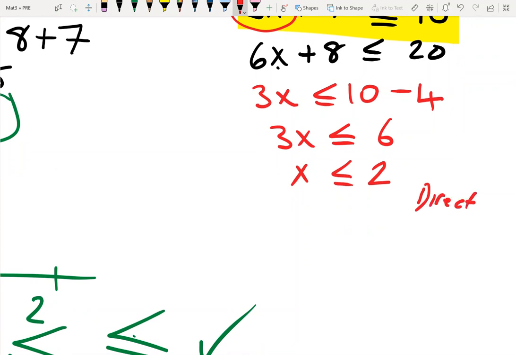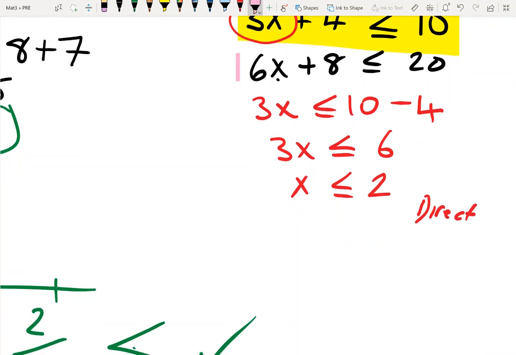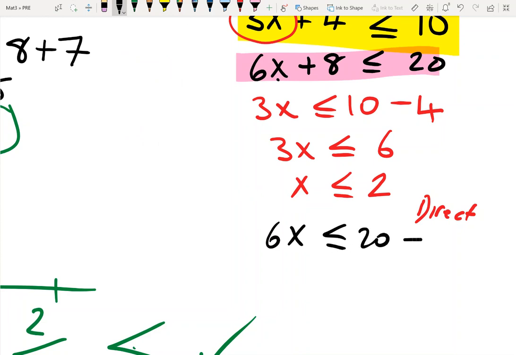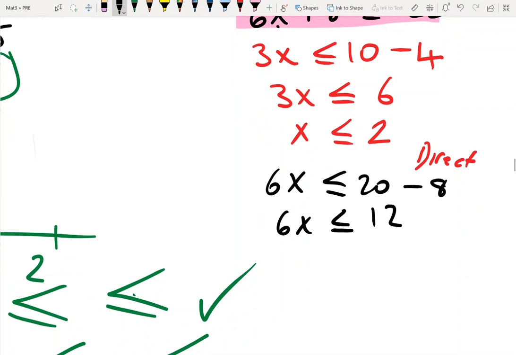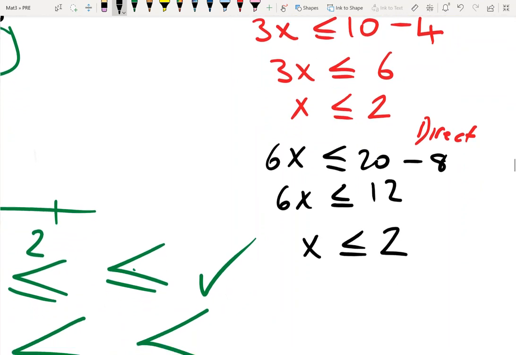Just before we push on with that, let's run with the pink one here, just to convince you this is the same thing. You would have got 6x is less than or equal to 20. Take away 8, change side, change sign with the 8. You would have got 6x is less than or equal to 12. You would have got x is less than or equal to 2. Same result. We're happy with the direction.